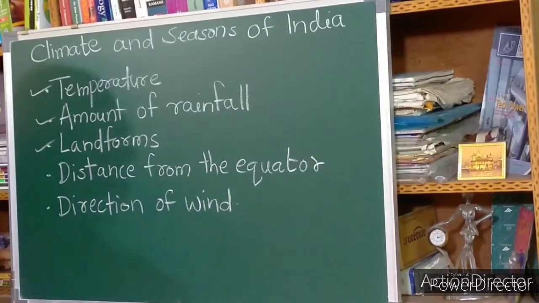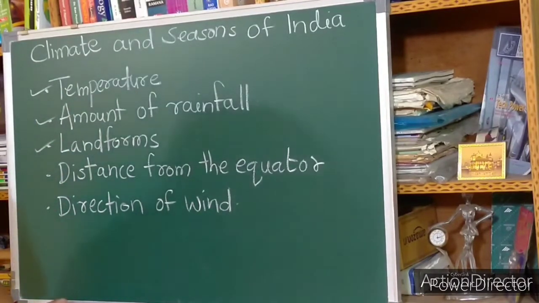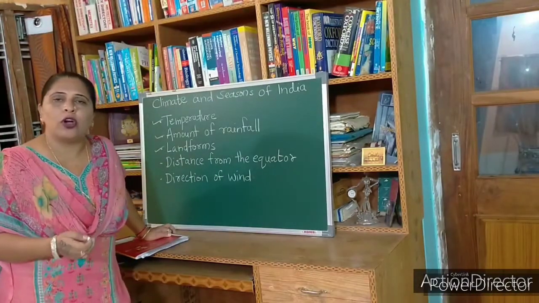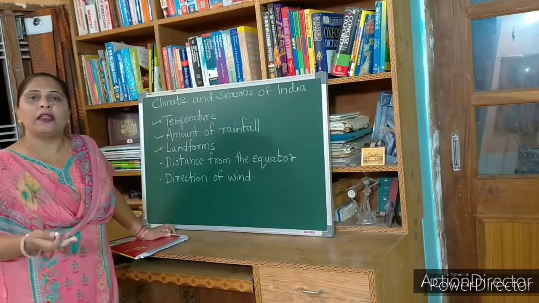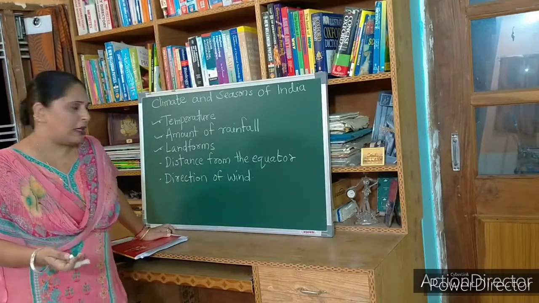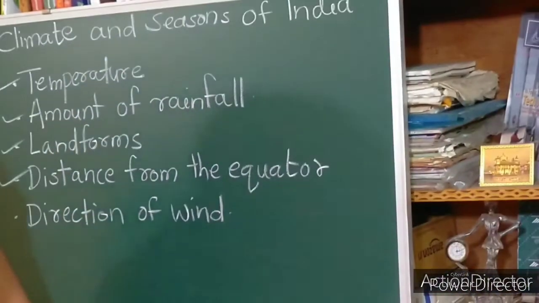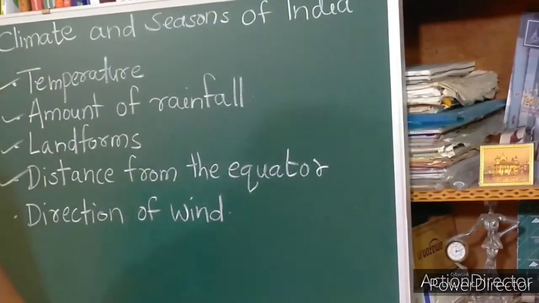About the landforms. Suppose it is a mountainous region, it will have a cold climate. If it is near the sea, it will have a moderate climate. If it is a desert, it will have a hot climate. If it is plain, it too will have a hot climate. Now, distance from the equator. The places which are nearer to the equator will have a hot, torrid, very hot climate.